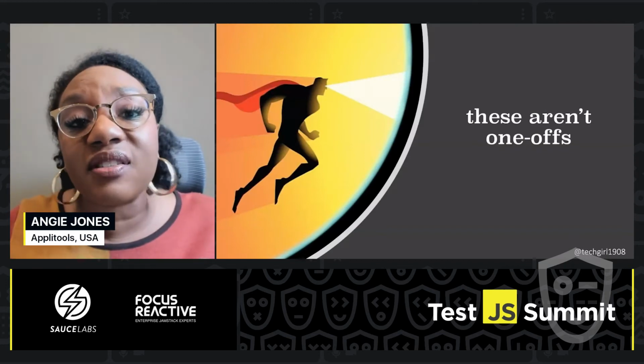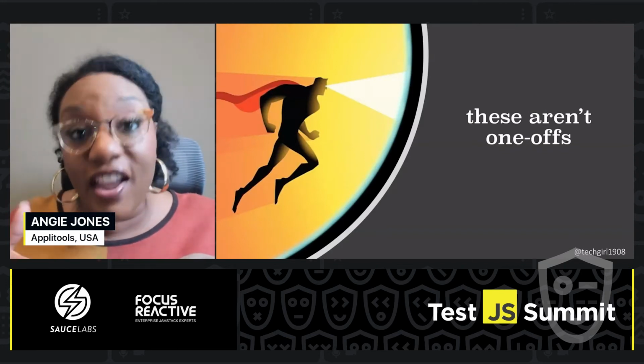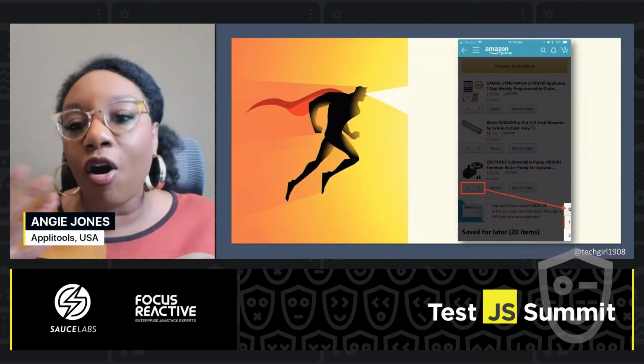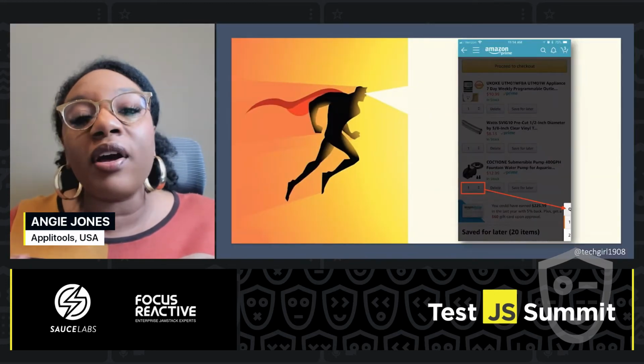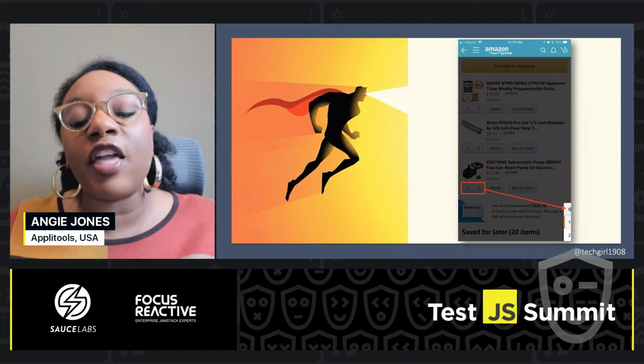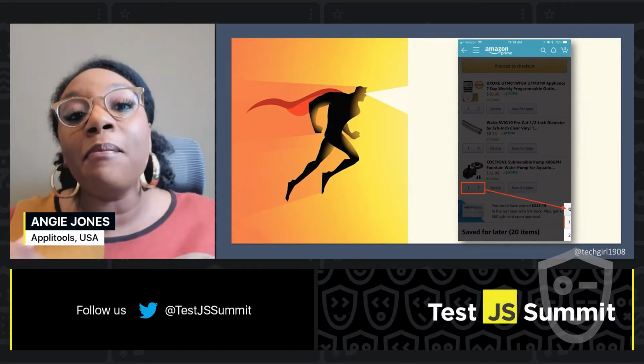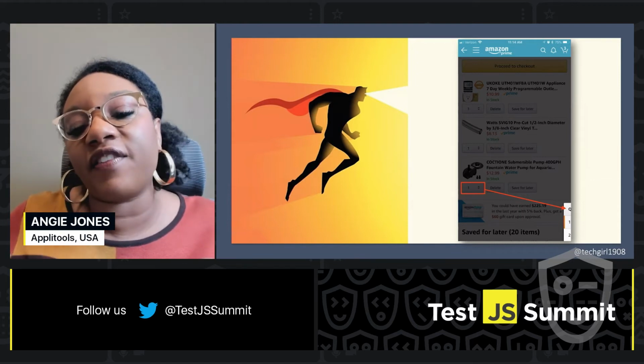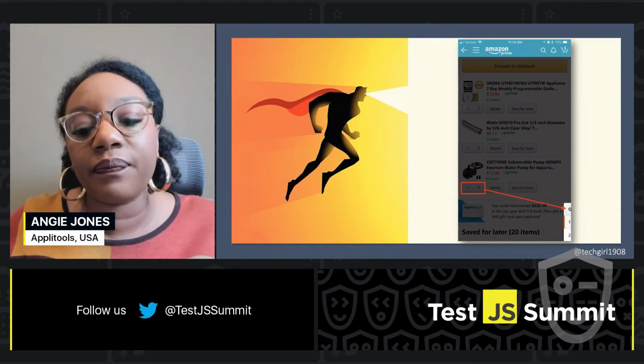These aren't one-offs. This happens to your favorite tech companies as well, like Amazon. On their mobile view, someone not only wanted to buy something, they wanted to increase the quantity, meaning multiply the amount of money that they were wanting to spend, and they're faced with this visual bug.